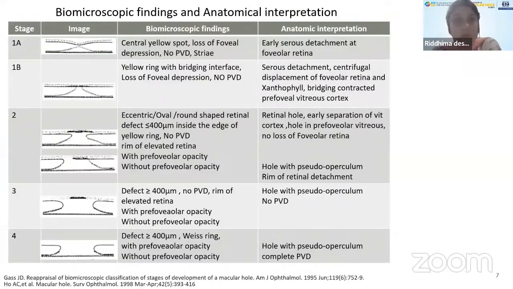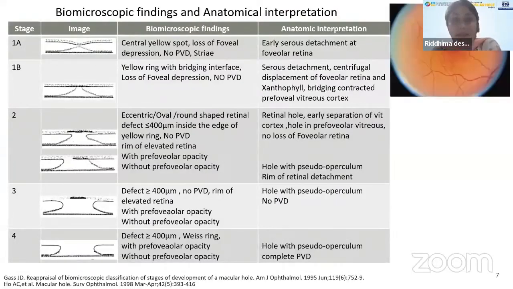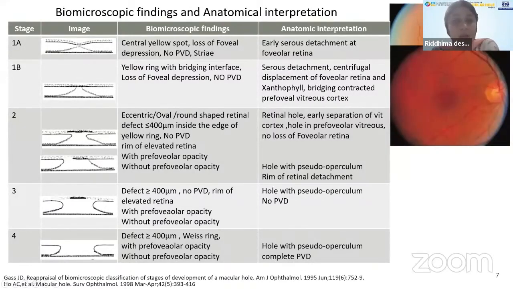Looking at the biomicroscopic findings, this is the stage 1A hole where you can see a central yellow spot. There is loss of foveal depression, and you can see fine striae on the retina. Stage 1B, where you can see a yellow ring at the center, and there is loss of foveal depression. There is no PVD, and there is a centrifugal displacement of the foveolar retina and the xanthophyll, which gives rise to a yellow ring. And sometimes you can see this bridging contracted perifoveal vitreous, which can be seen on the temporal edge of this yellow ring.